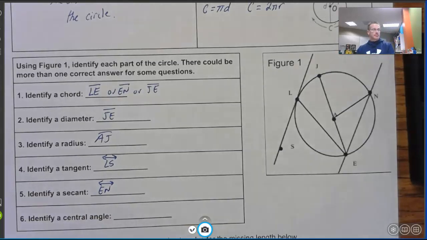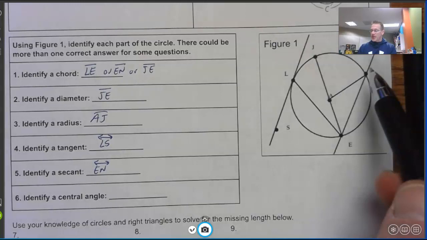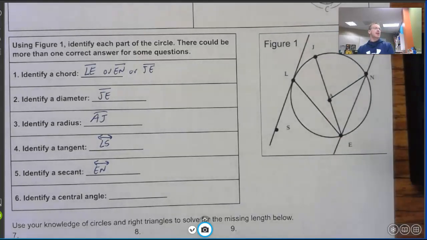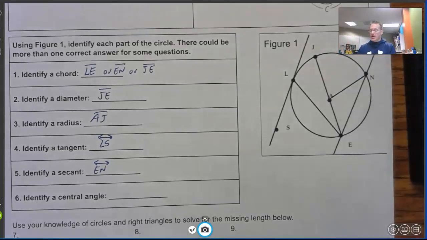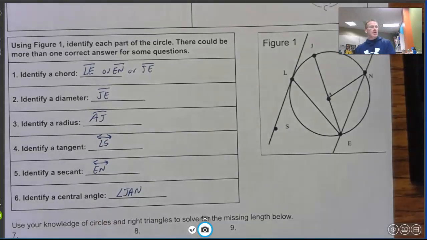Central angle. An angle formed with 2 radii of a circle, and there's a few different ones here. So JAN would be a central angle. NAE would be a central angle. Even JAE, because that's a straight angle, we talked about in the very beginning of the year. So we have lots of choices. I'm going to go with angle JAN. So there's some of the terminology.